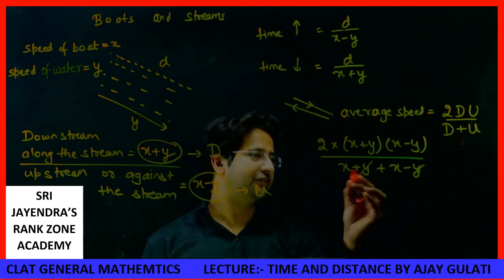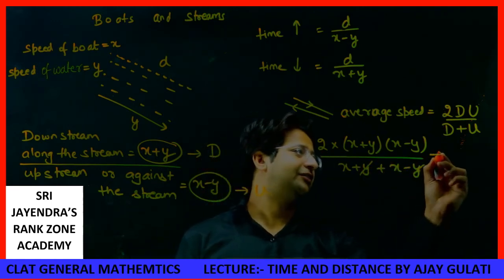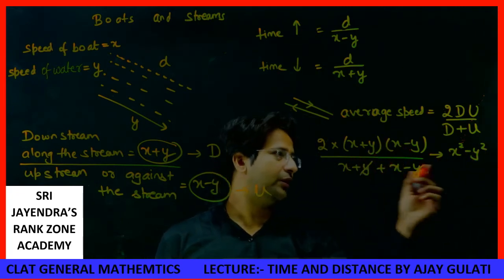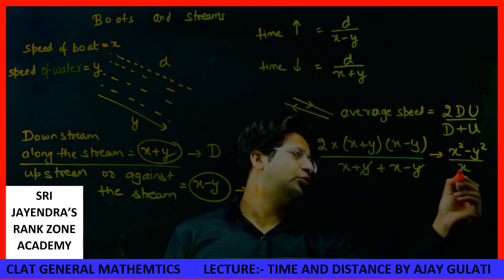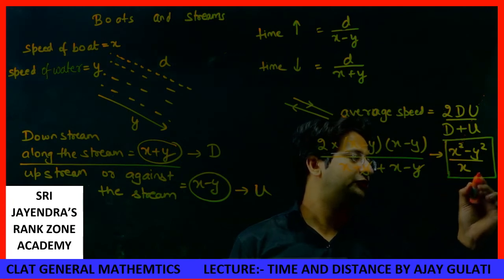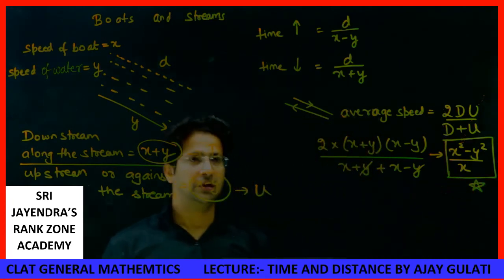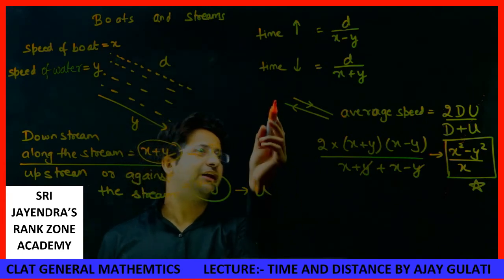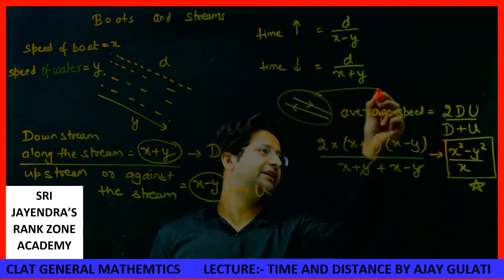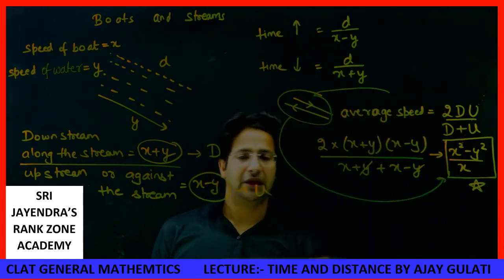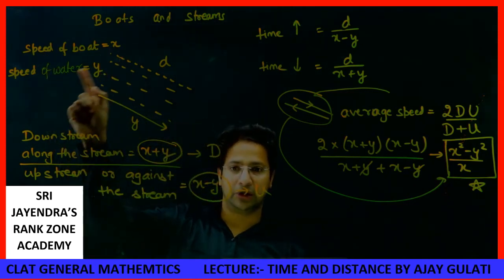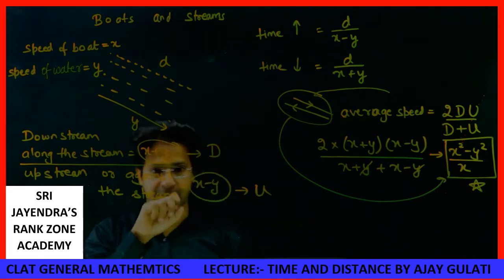Y and y cancel, this is 2x. 2x and 2 get cancelled, so it becomes x square minus y square. You multiply these two things, x square minus y square upon 2x. This 2 and this 2 cancel. So this is a very important formula, students. I don't want you to forget this. If any time a train goes like this and comes back, what is the average speed for this entire journey? The average speed for this entire journey is x square minus y square upon x. What is x? X is the speed of boat and y is the speed of water.